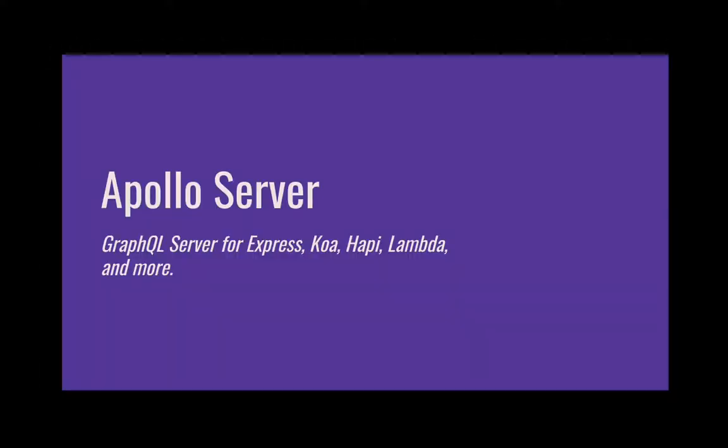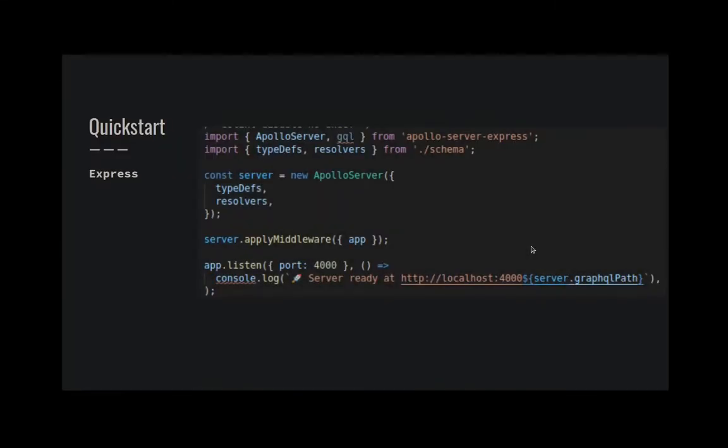Now next topic is Apollo server. Now, Apollo server is a GraphQL server for Express, Koa, Hapi, Lambda, and more frameworks in Node.js. Now we will take a look at the quick start code. This one is posted in Apollo server website, but I just modified it to follow ES6 format, and this is for Express framework. Now if you want to try this, you can go ahead and check out Apollo's website and look for the quick start for the language that you are using.